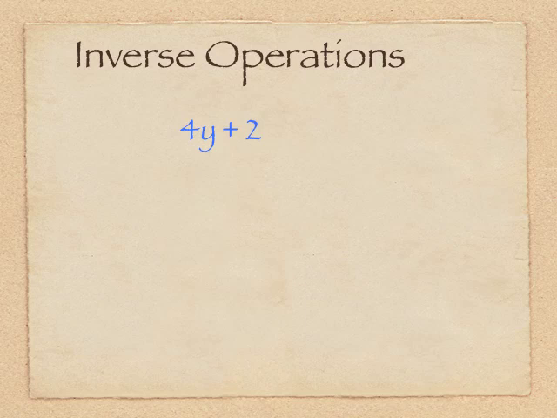Let's see one more example of that. 4y plus 2 equals negative 6. Again, we need to ask ourselves, is it the multiplication, 4 times y, or the addition, plus 2, that we need to remove first? Normal order of operations, we do multiplication before addition, but since it's inverse, we're going to do that in the reverse order.